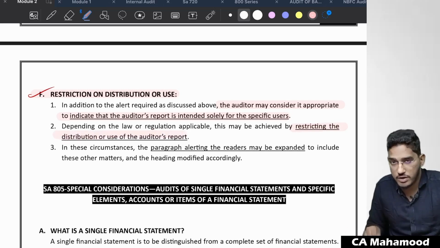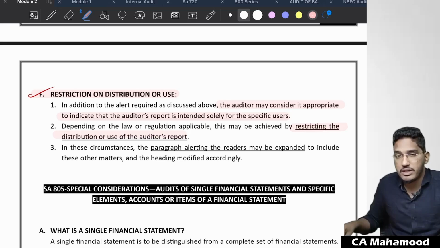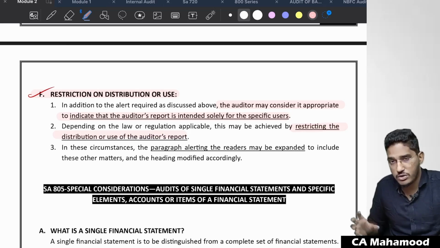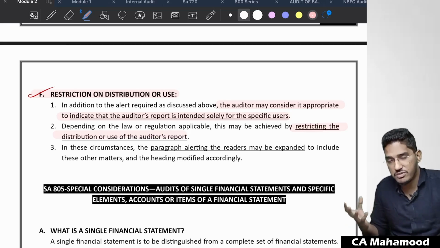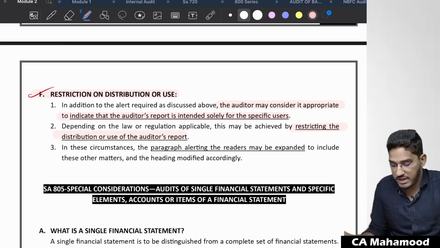How can you make sure that this audit report does not fall into the wrong hands? By making sure that the distribution of such an audit report is restricted. It is given only to intended users. It is not getting distributed in a vague manner.